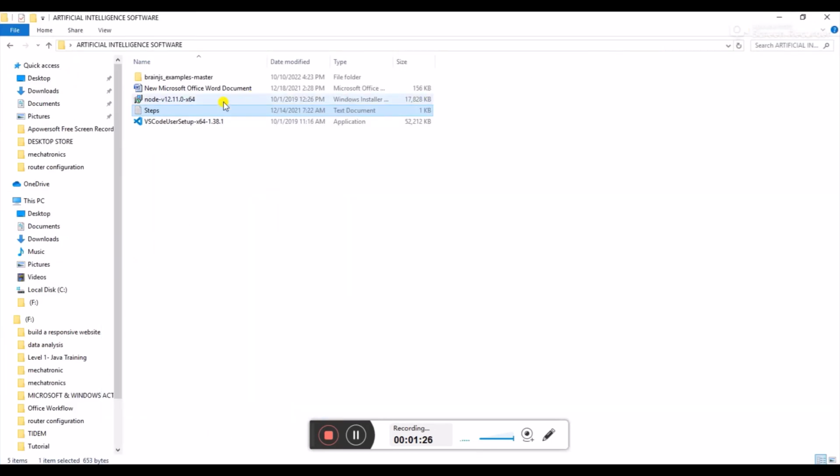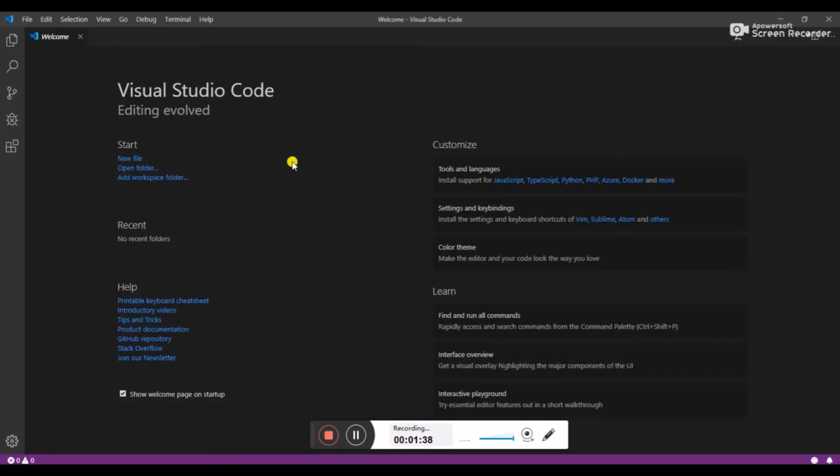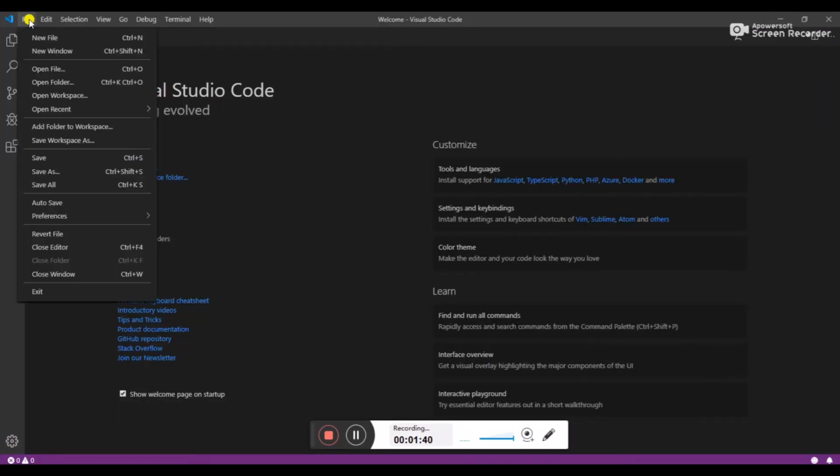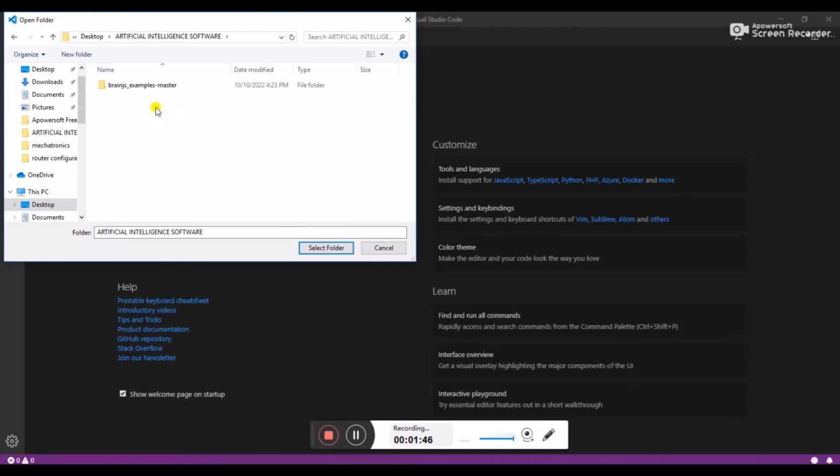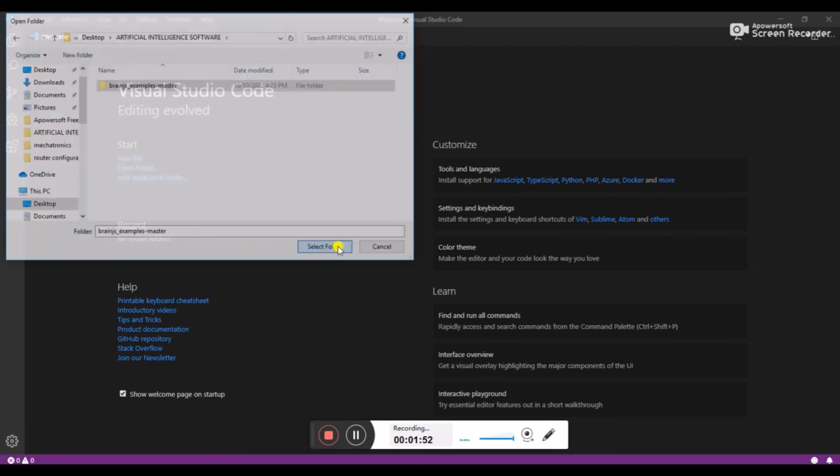To get this done, I have a folder on my desktop which is called artificial intelligence software. Then I have my brain.js, together with Visual Studio Code and the Node software. This is what will enable us to work. I already have Visual Studio installed on my system. So I'll go to File, click on Open Folder. Then I'll go straight to Desktop, open Artificial Intelligence. Then I'll load this, click on this and say open it.